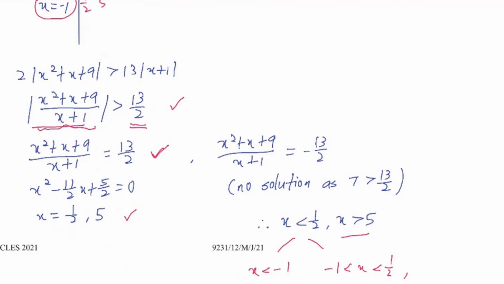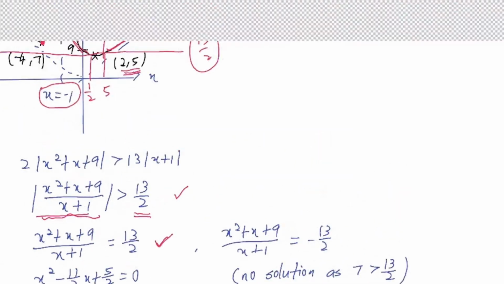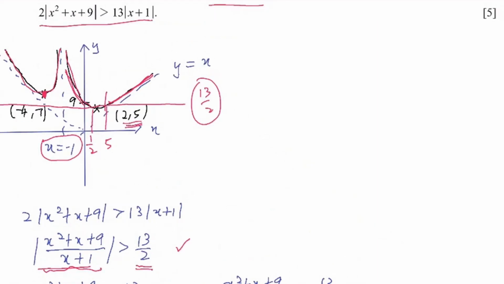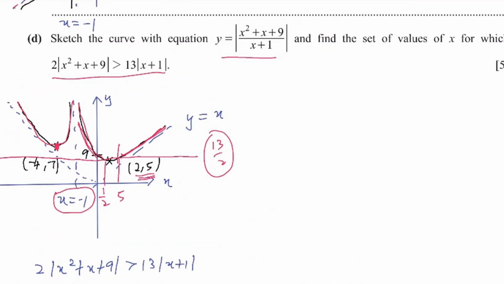So for the question about graph sketching here, we really have to look at the thing that we sketch, and the last part of the question is usually to look at the intersections and check the graph to solve for the inequality there. Okay.